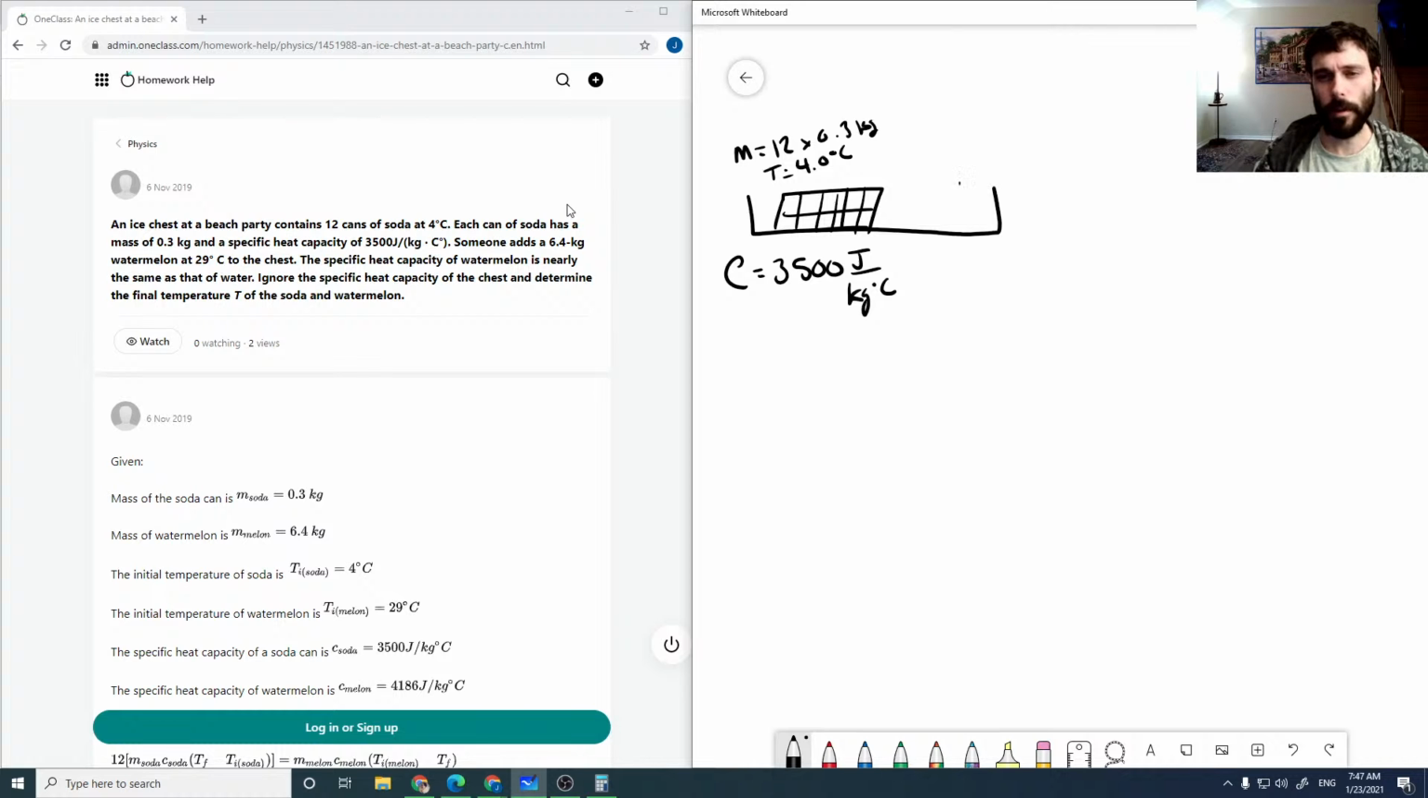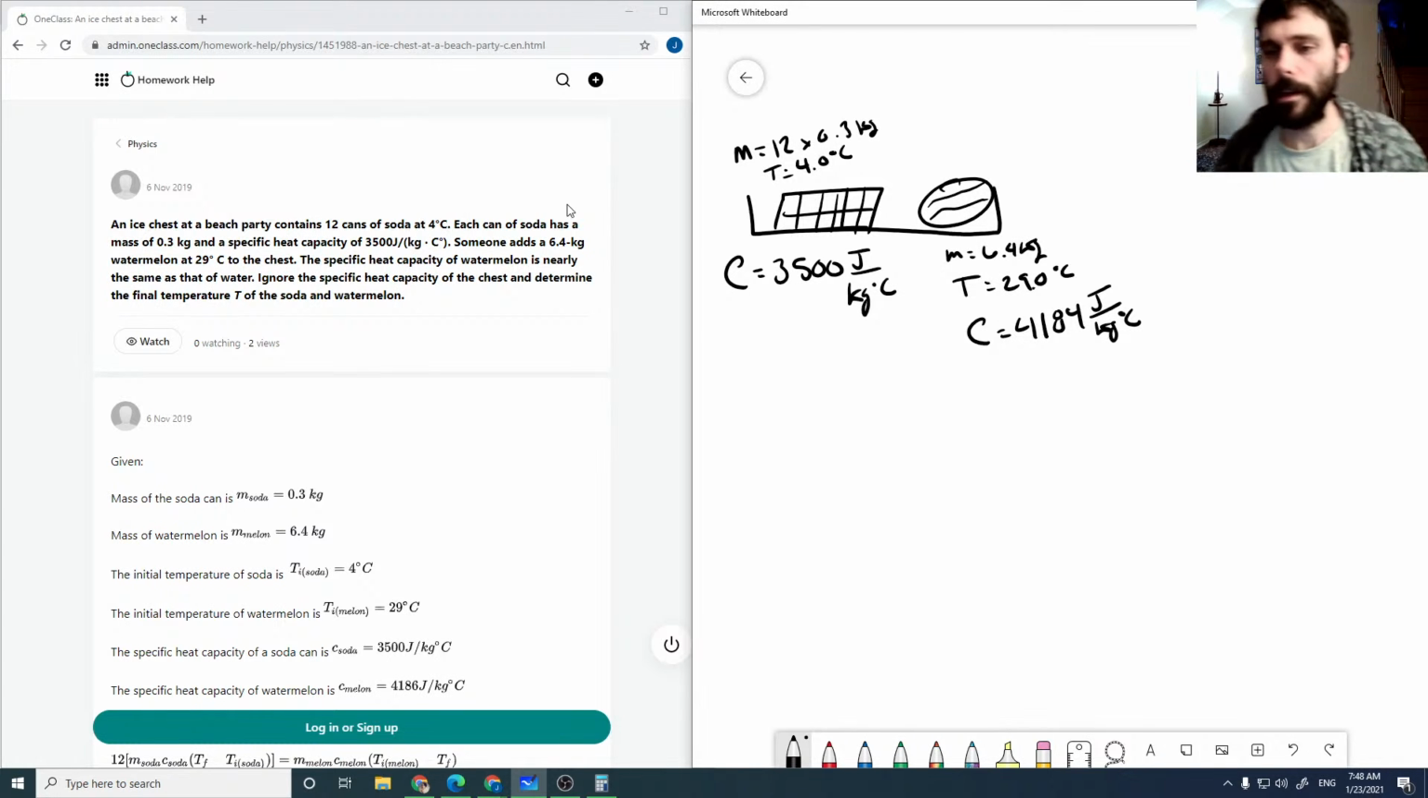And now we drop a watermelon in. That's my watermelon. The mass is 6.4 kilograms. The temperature is 29 degrees Celsius, and the heat capacity is 4184 joules per kilogram degrees Celsius. It's just the same as water, they say. So that's what it'll be. And then it wants to know what the final temperature of the system is.